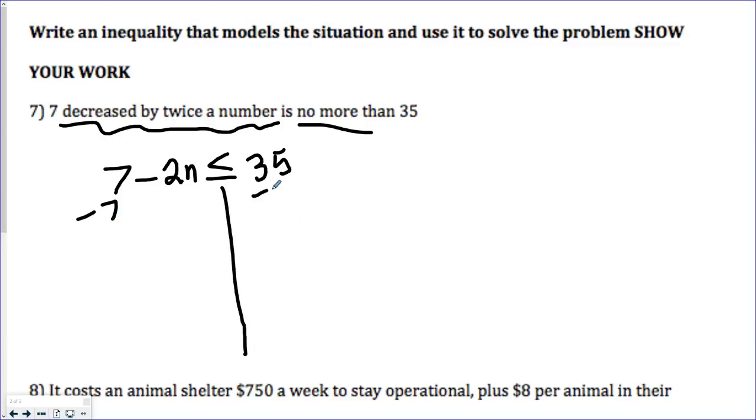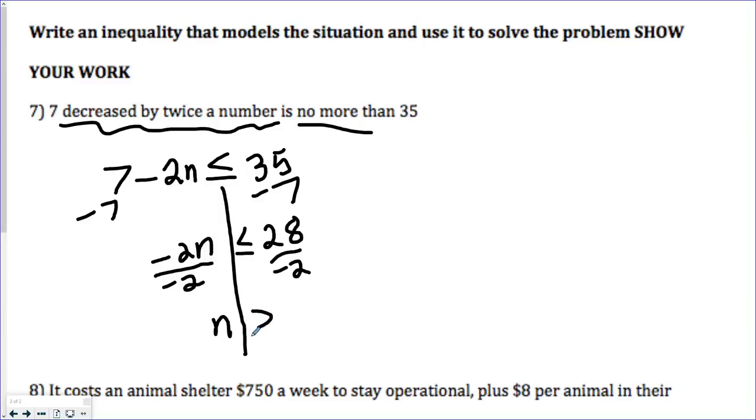Subtract 7, you get negative 2n there. Keep the sign in the middle for now. And then you do 35 minus 7, which will give you 28. Sorry, had a brain fart there. And then we're going to divide by negative 2. Now, because I am dividing by a negative number here, my sign is going to flip, and I'm going to get negative 14.